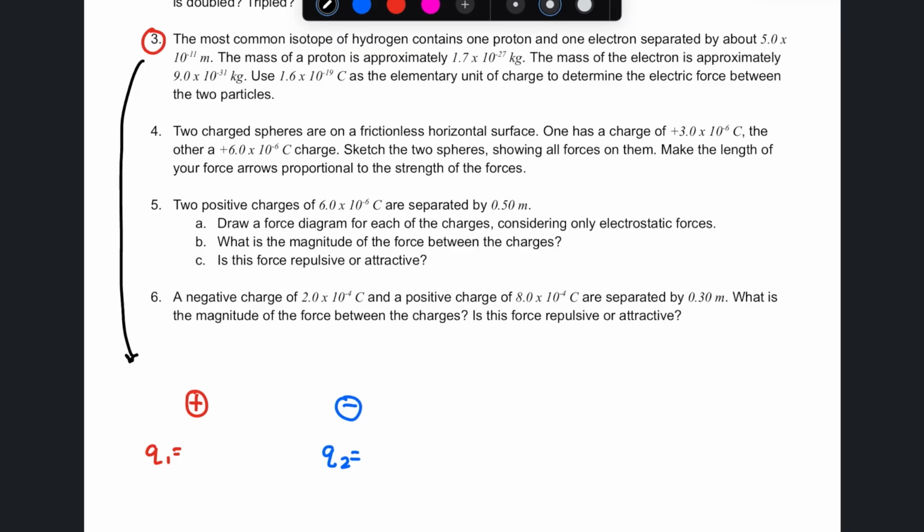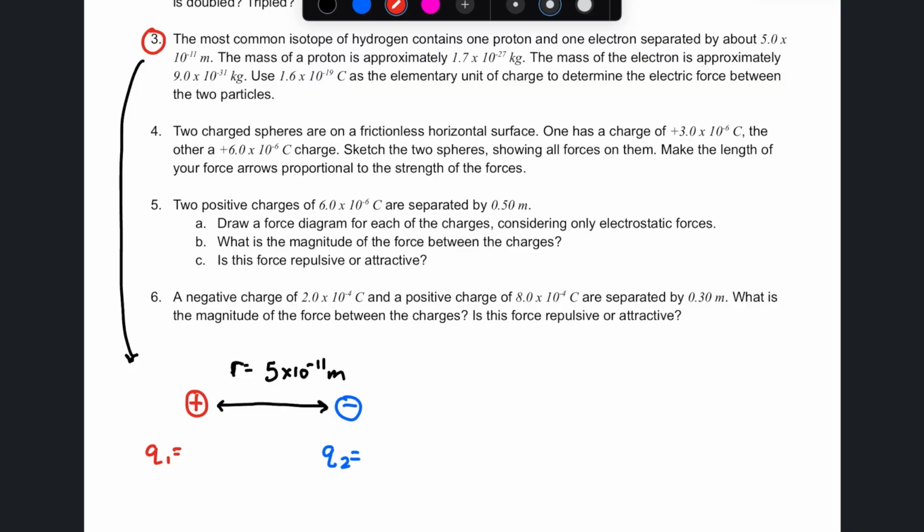I have 1 proton and 1 electron separated by some distance. Now, it turns out the masses are unimportant, but the radius between them does matter. So I'm going to name that as R. That's how far apart these two are. So these two will feel a mutual attraction towards each other, and that R will matter.